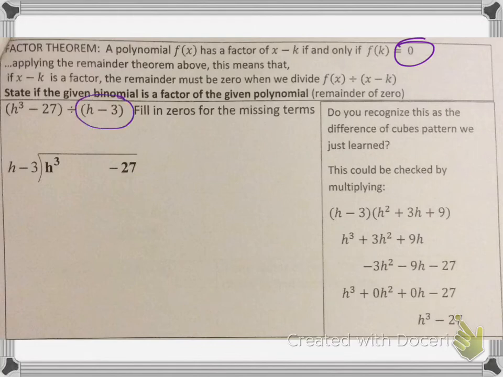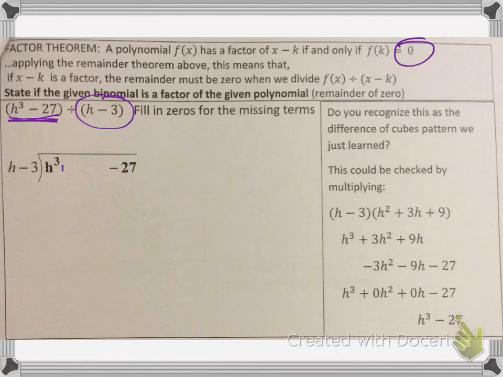So I want to know, is this a factor? That's what I'm trying to find out. So how can I find out if it's a factor? I can divide and see if it's got a remainder of 0. Or I could use the factor theorem that I showed you on the first page. I'm going to go ahead and divide. So my h minus 3 is listed out front. Now h to the third minus 27 is what goes inside. But you notice there's this big blank spot right there. Why is there a blank spot? Well, I'm missing some terms.